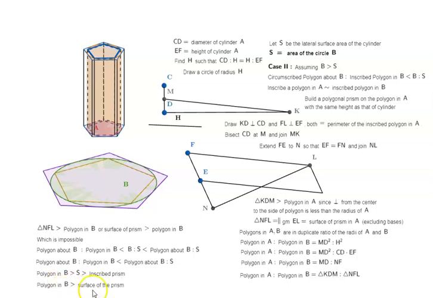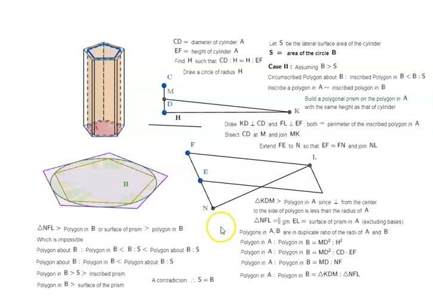That means polygon in B is greater than the surface of the prism, which is a contradiction. Why? Because here we said surface of prism is greater than polygon in B, and here we are saying polygon in B is greater than surface of the prism. So that's why it can't be greater as well. B cannot be greater than S. So the only option left is to say that S is equal to B.